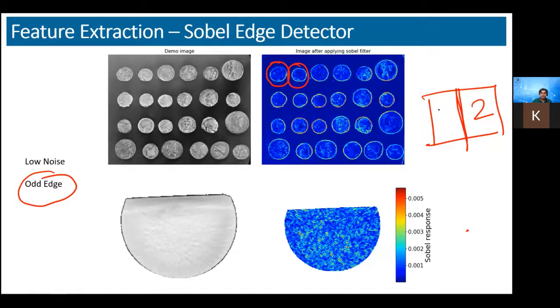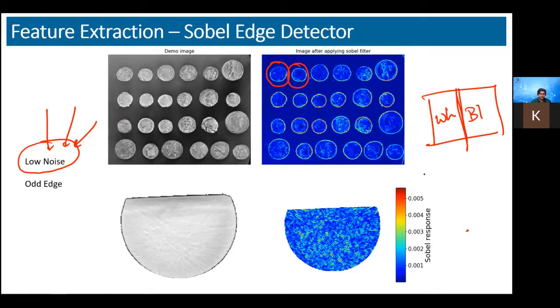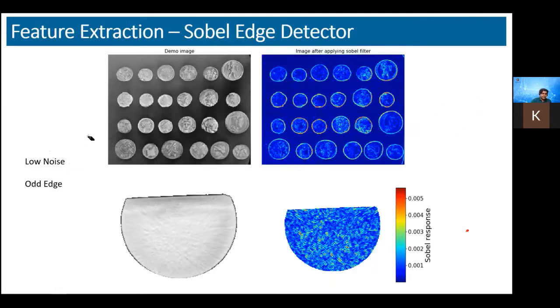So you might have a region that is white and a region that is black, and this is an odd edge. You have 2 different materials, 2 different pixel intensities on both sides of the edge. So the Sobel edge detector can detect an odd edge, and anytime you perform any kind of derivative, be careful of the noise. Each time you perform a derivative, you are enhancing, you're increasing the effect of noise. So this is the Sobel edge detector.